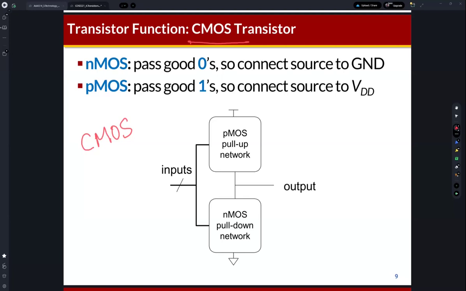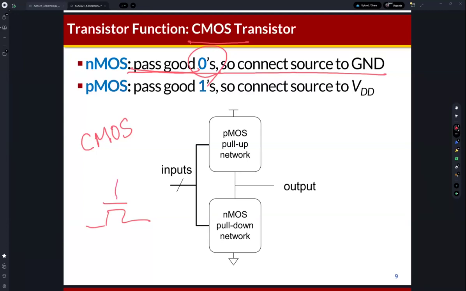You can find some properties like here. The NMOS transistor has good zeros. So what does that mean? It's a switch, a MOS transistor switch.